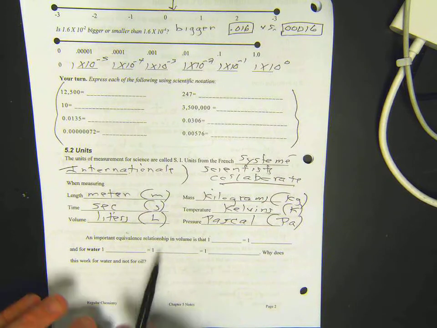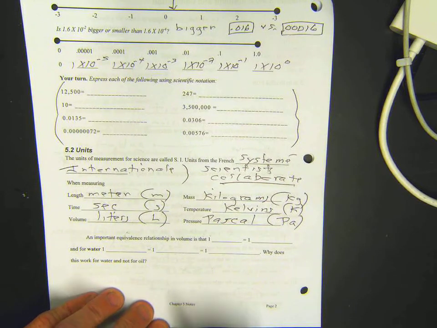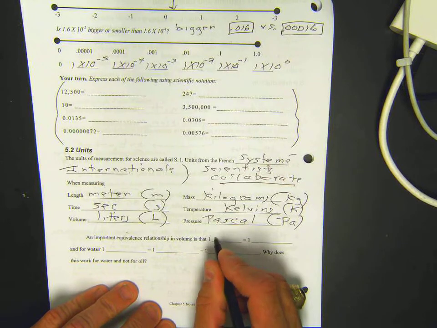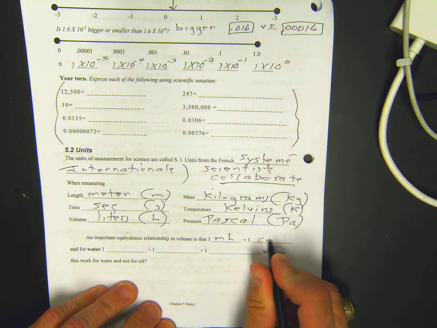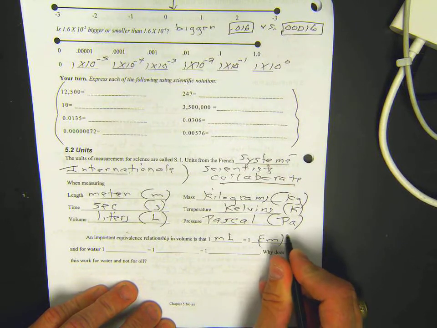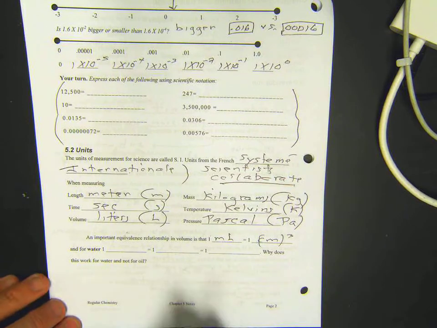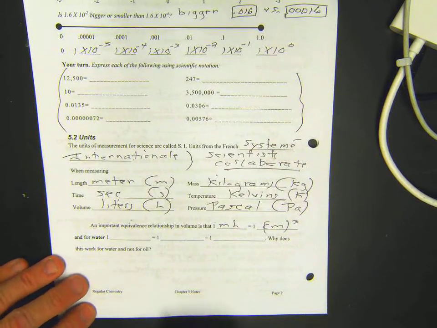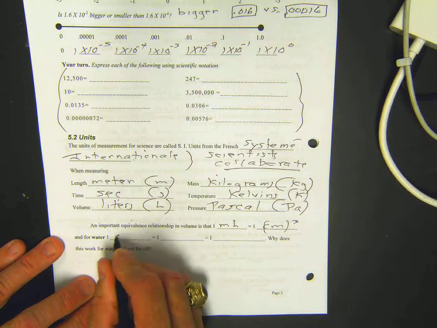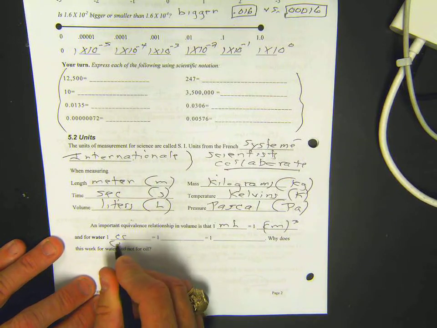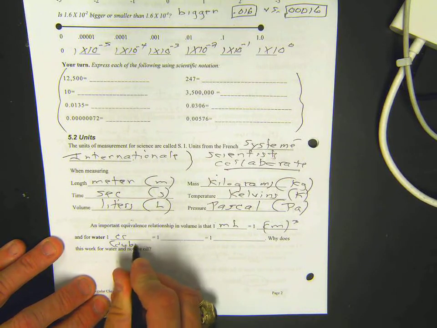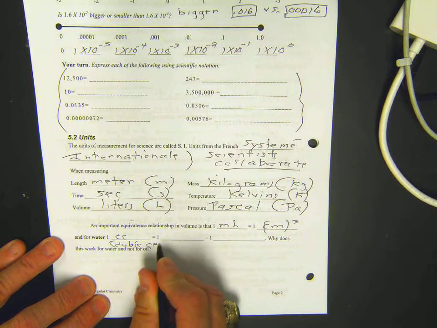Now, an important equivalence relationship is that 1 mL is 1 cubic centimeter. We're going to see this in our lab when we do a measurement challenge lab next week. And for water, 1 cc, which is a cubic centimeter.